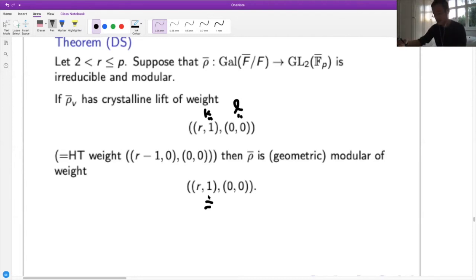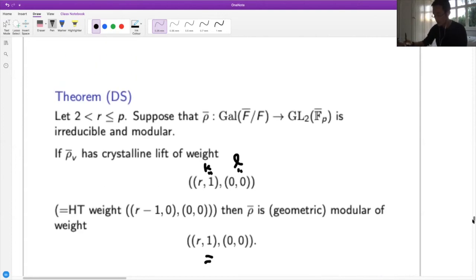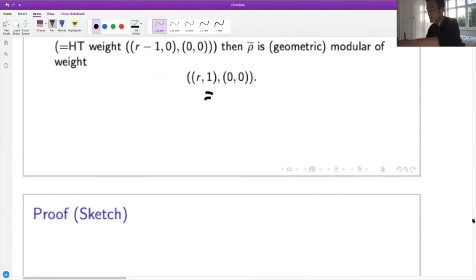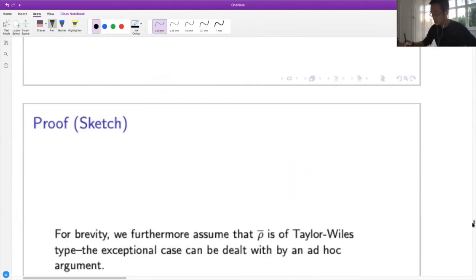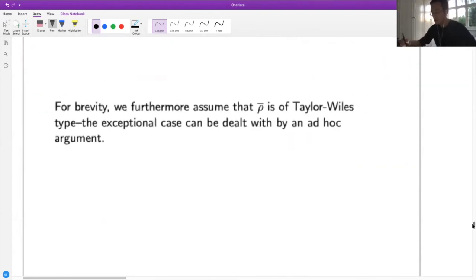The conjecture says that you can actually go the converse, but I cannot prove the converse, and I'll explain why in 3 minutes. Okay, so for brevity, I'm going to assume that rho bar is of Taylor-Wiles type, it's absolutely irreducible when restricted to F(zeta_p), and the condition about p equals 5.